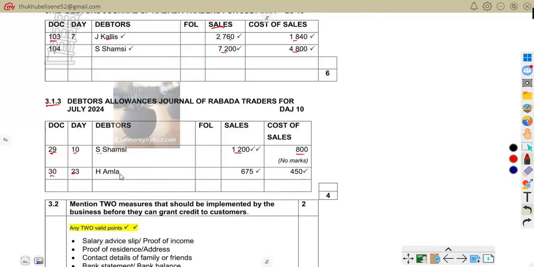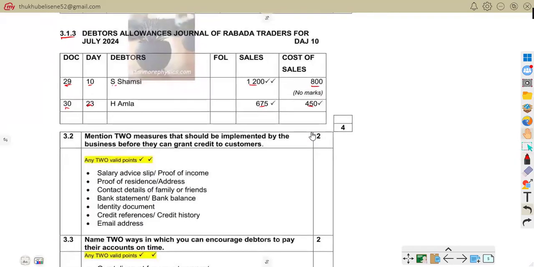On 23, we remember H. Alma also returned the goods. This is the debtor who returned the goods to us, and the selling price of those goods was 675. It was given, as well as the cost at 450. So that is that. This is how we were to record them.